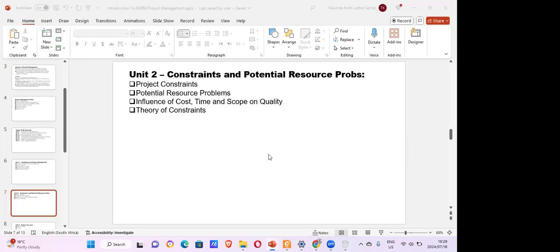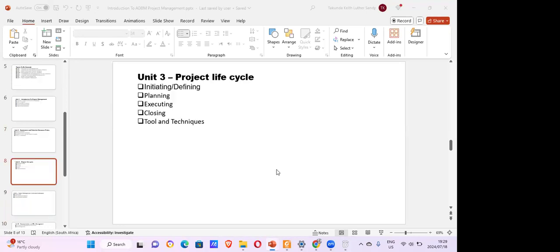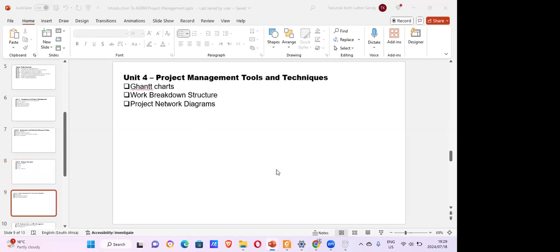All right. So theory of constraints, it just talks about the embedded problems that you find in any system. So we'll talk about them under unit 2. All right. Then unit 3 is the one that will talk about what the project life cycle is all about. All right. Unit 4 will be looking at the project management tools and techniques. So these are just the basic ones, and they are the main ones actually that are usually looked at.